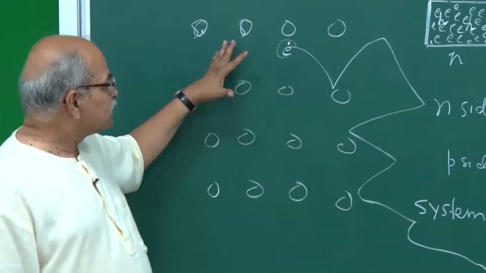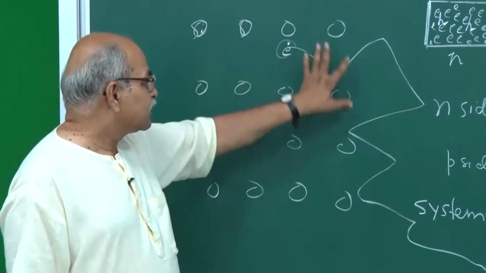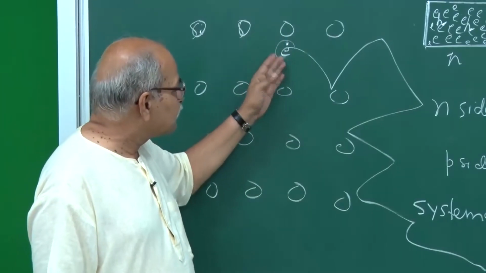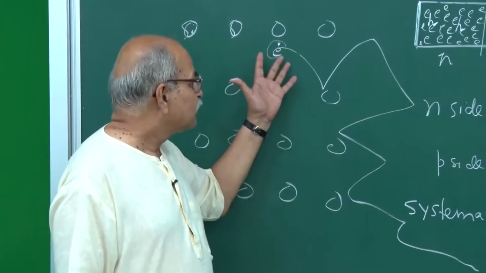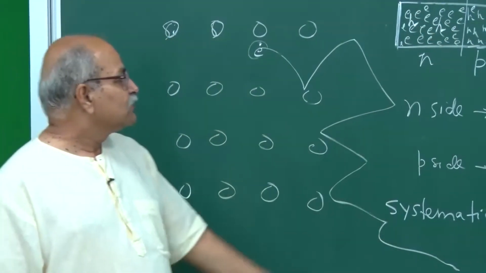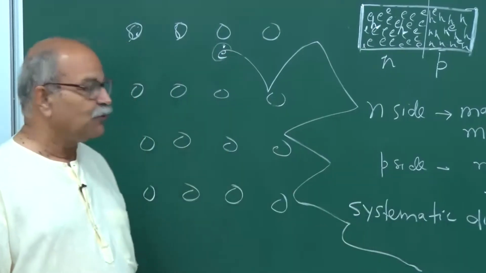So, in the process they are going from this side to that side to this side, but since the concentration of electrons is large here, the number of electrons which are going in a given time from this side to that side will be much larger than what can come from the other side, and hence there is a net flow.